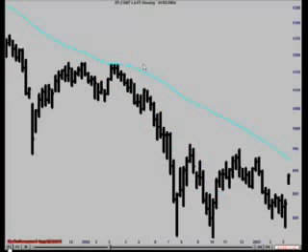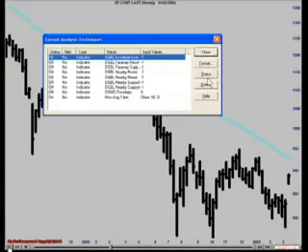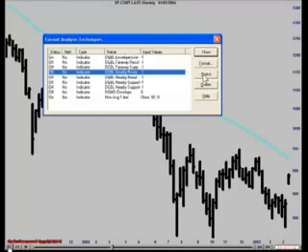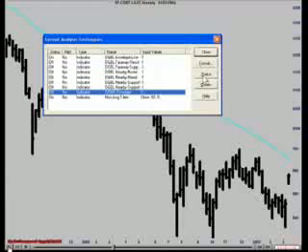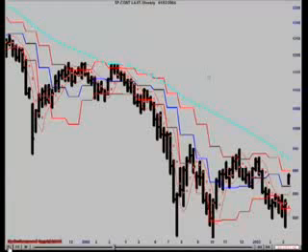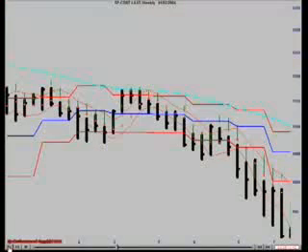Now, analysis. Turn on the envelope and nearby resistance and support. Turn the monthly envelope on. See what we've got. Maybe I better blow that up. Turn on the nearbys. Okie dokie. There's your 52-week moving average.